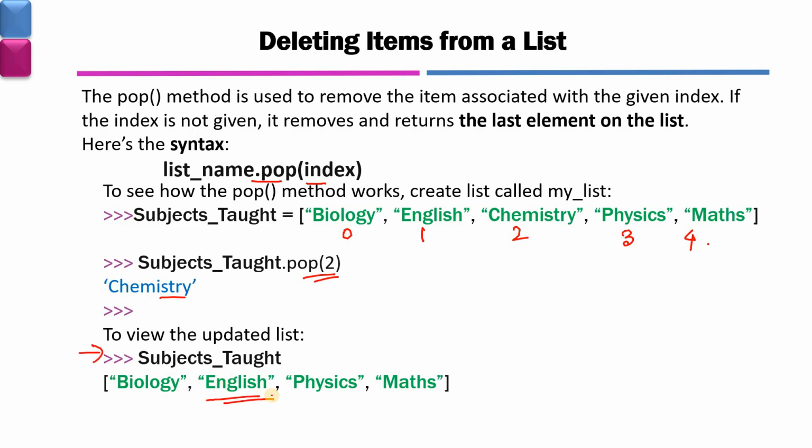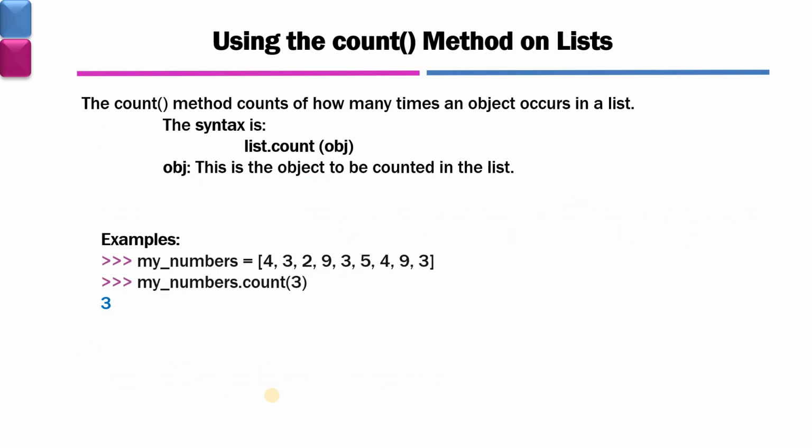And next comes a very useful method, called the count method. It counts how many times an object has occurred in a list. Suppose the list is my numbers, and I want to know how many times 3 has been repeated in the list. So if you write my numbers dot count 3, then it is showing me 3. 3 means 3 has been written 3 times in the list. So these 3, and these 3. That means 3 times is how many times it has been used.